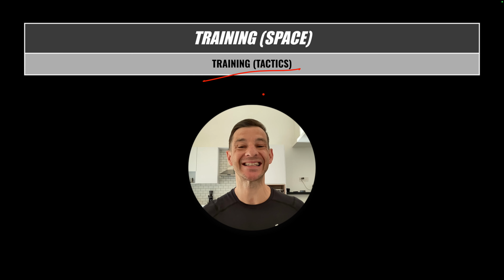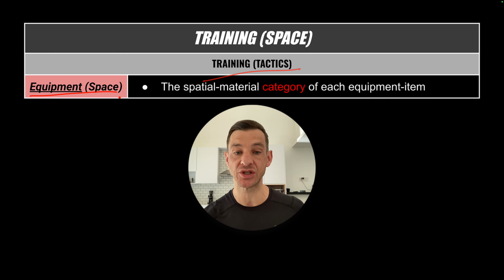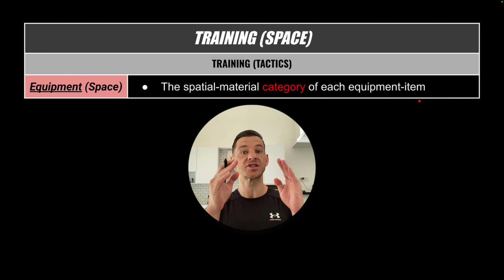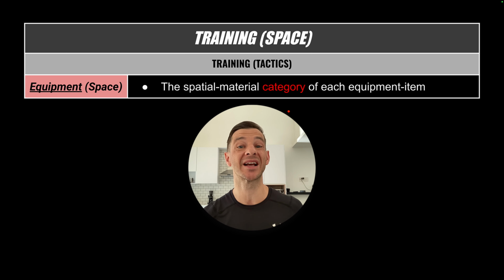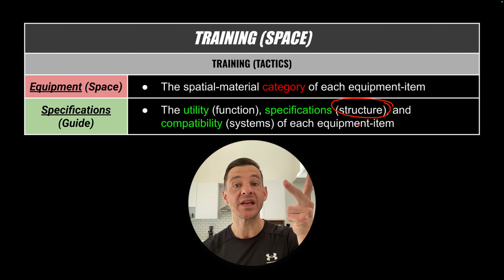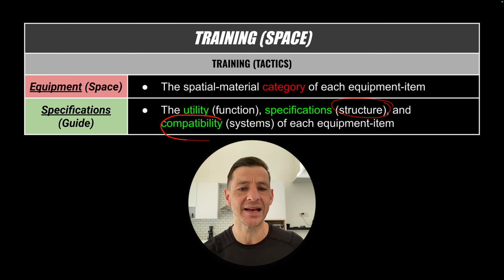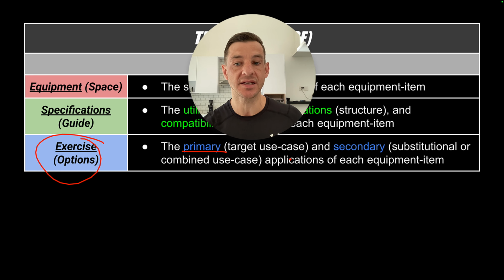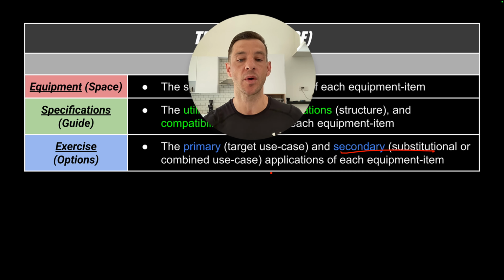So for our first training tactic domain definition, we have equipment spaces, as we saw. This is exploring the spatial material category of each equipment item. Each piece of equipment is going to go either into the fixed training zone, it's going to be in an open floor training zone, or we're going to classify it as an accessory. Next, we want to look at the specifications of each equipment item. In other words, what is its main function? What are the materials, dimensions, and weight of each piece of equipment? And what's the compatibility with this piece of equipment with other pieces of equipment that we're considering? Next, we have our exercise options. What are the primary use cases as well as the secondary use cases for each equipment item?